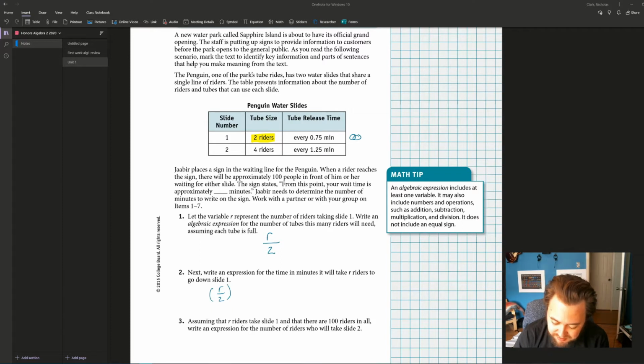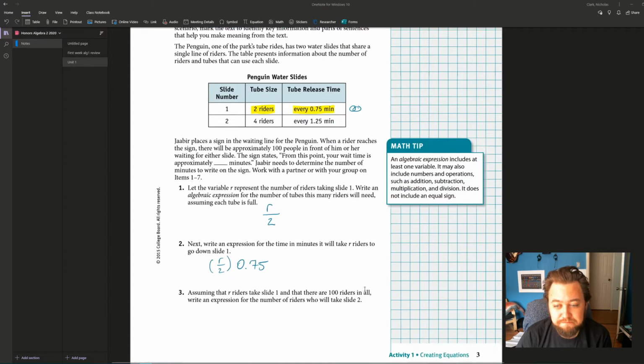We need to know about the time in minutes. So let's go back to our table. It says tube release time. And the tube release time for slide 1 is every 3/4 of a minute, every 0.75 minutes. So we're just going to take that and stick it on our expression, times 0.75. So there is our expression for the time in minutes it will take r riders to go down slide 1. So far, so good.